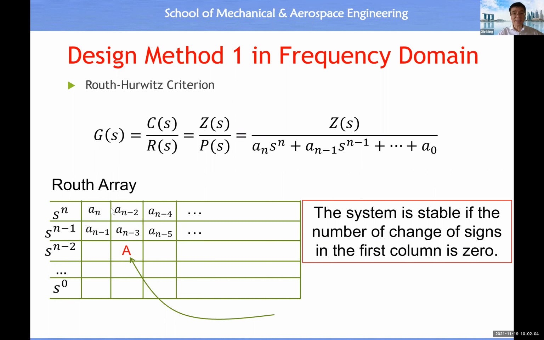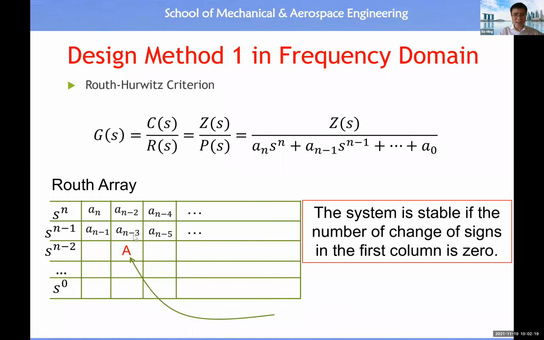For the first two rows, you use the coefficients to fill up the elements in a zigzag way. For example, a_n is here, then you move down, a_n minus one, then you move up, a_n minus two, then you move down, a_n minus three, then you move up, a_n minus four, then you move down, a_n minus five, okay, in a zigzag way.